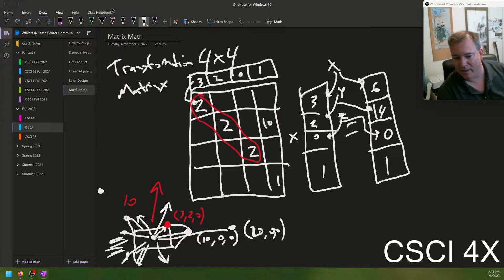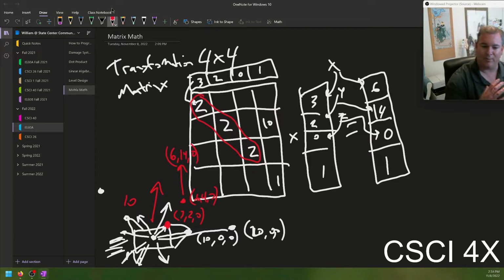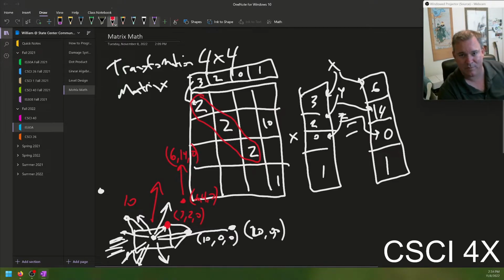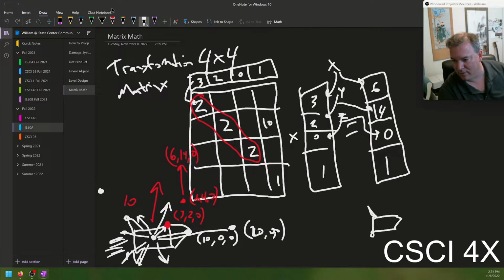Boom. And so now, instead of that point becoming 6, 4, 0, it's going to move north by 10 and end up at 6 to the east, 14 north, and 0 in. So this transformation matrix both doubled the size of the spaceship. The spaceship is going to go from like this big to like, I don't know, twice as big.